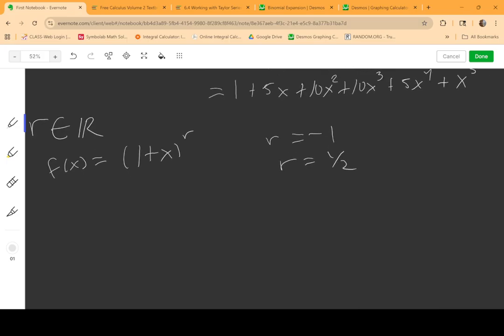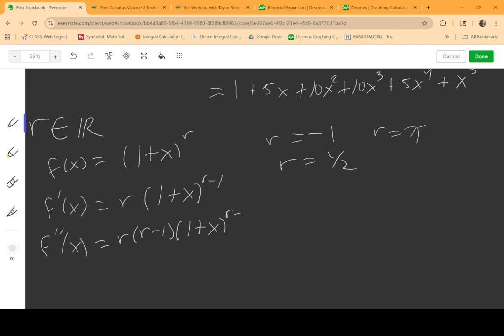And as we discussed in the beginning of the semester, we can differentiate, we can use the power rule for any irrational number too, right? So for whatever reason, r can be pi, in case we're interested in that function for some reason. All right, so building a Maclaurin, we know we need the nth derivative here. So r times 1 plus x to the r minus 1. Second derivative, r times r minus 1, 1 plus x to the r minus 2.